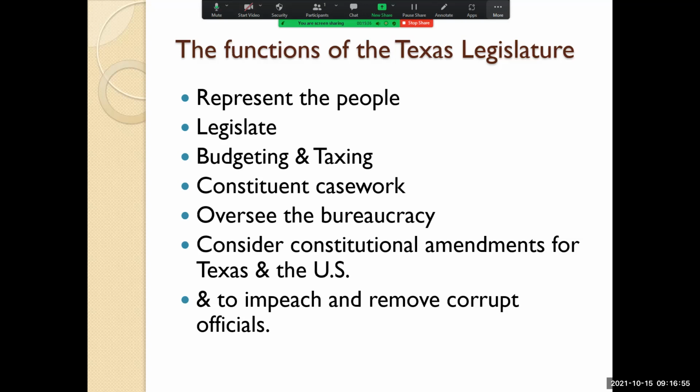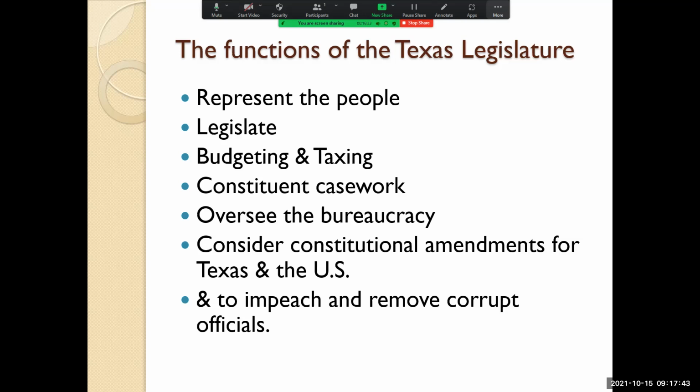Fourth on the list of functions is constituent casework. This is the work that legislators do in direct response to claims made from their constituents. Quite often, what is going on as constituents contact their representatives is they're saying, look, my understanding is the Texas government's supposed to be providing X. I'm not getting X. I've contacted who I think are all the right people and I'm not getting satisfaction. You're my representative. Can you see what's going on here and see if you can fix this problem for me?